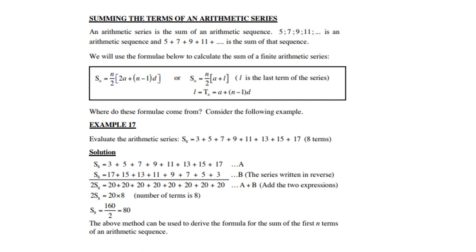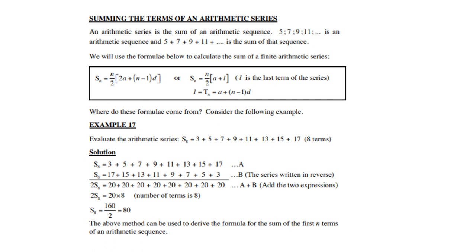Consider the following example. Evaluate the arithmetic series sum to 8 terms: 3 plus 5 plus 7 plus 9 plus 11 plus 13 plus 15 plus 17. There are 8 terms. So you write down the first 8 terms and call it A. Then you reverse the sequence, writing it from back to front: 17, 15, 13, 11, 9, 7, 5, 3, and call it B. Then we add the two, A plus B. So S_8 plus S_8 is twice S_8. Then 3 plus 17 is 20, 5 plus 15 is 20, and so on. So they all add up to 20. So there are 8 twenties. Then we divide by 2 and we get 80.